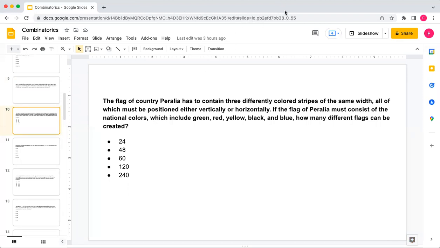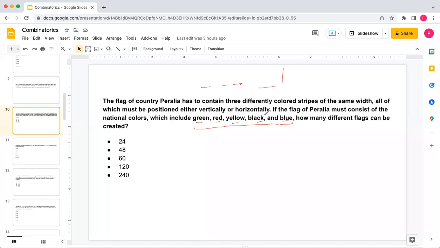The flag of the country Australia has to contain 3 different color strips of the same width, all of which must be positioned either horizontally or vertically, right? If the flag of Australia must consist of national colors, which include green, red, and so on, 5 colors, out of which we need to pick 3 colors, how many different flags can be created?